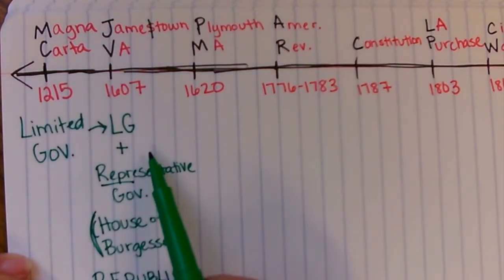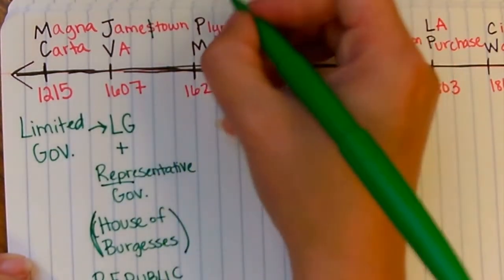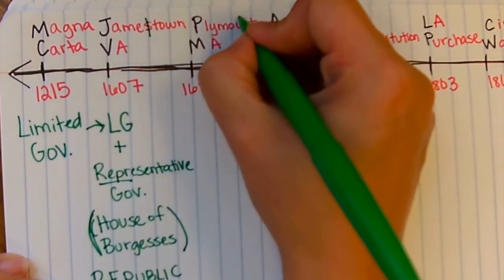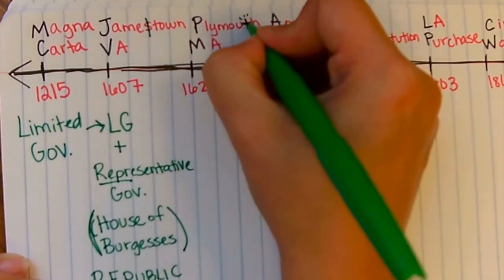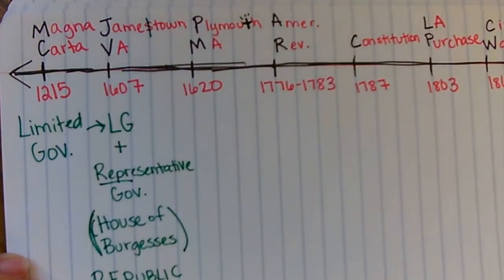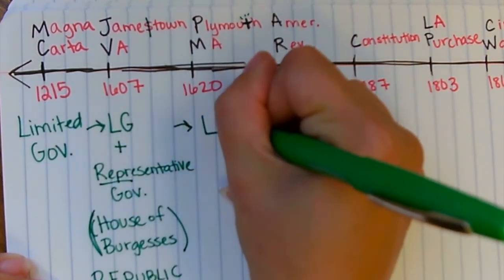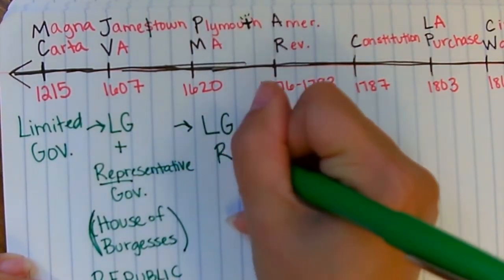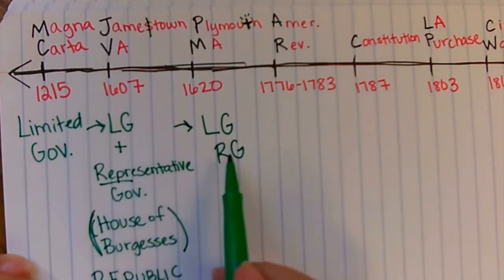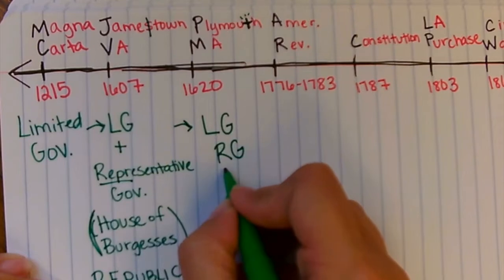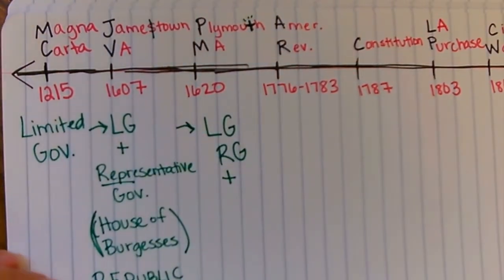So then in 1620, when the Puritans go to Plymouth, Massachusetts, why do they go? Oh, religion, right there. Turn that T to a cross. They go for religious freedom. When they go to Plymouth, Massachusetts, they say, okay, we have limited government. We also have representative government. That's coming over. Remember, they bring it with them. They bring that idea. We're going to add to it because there's nobody here to stop us.